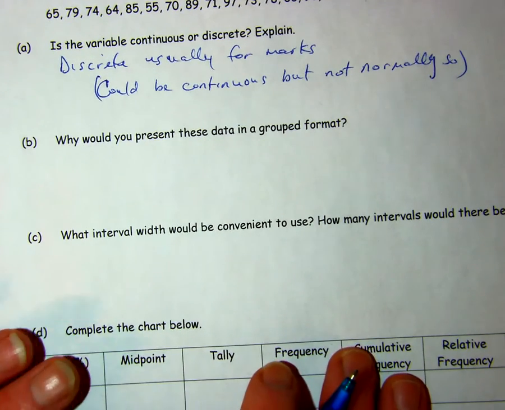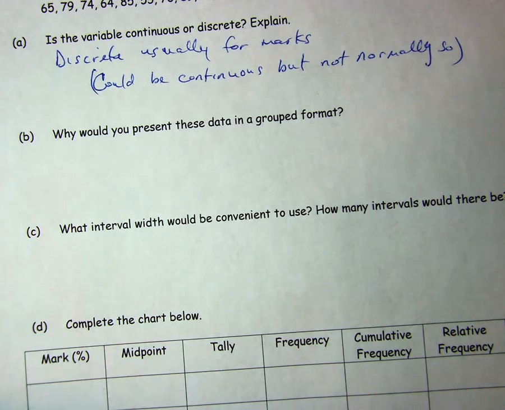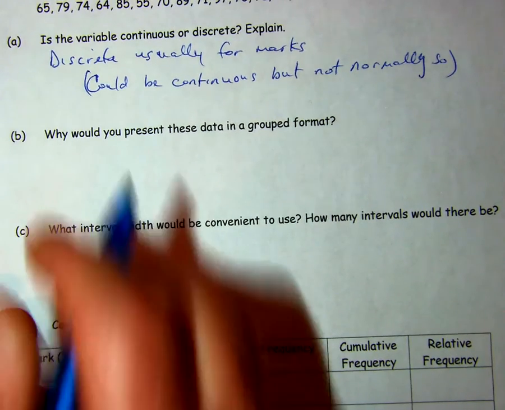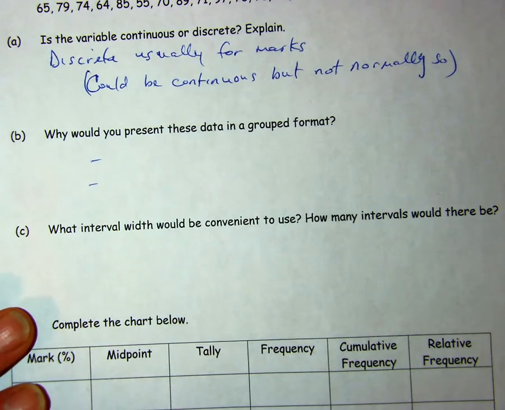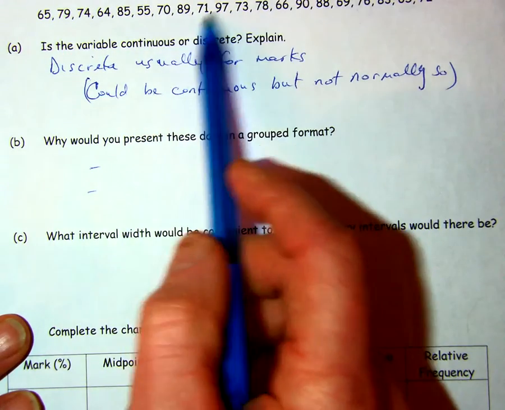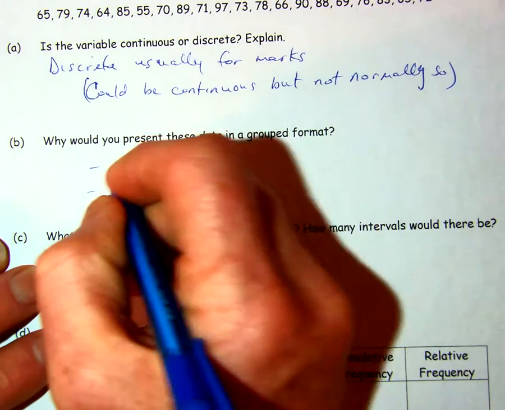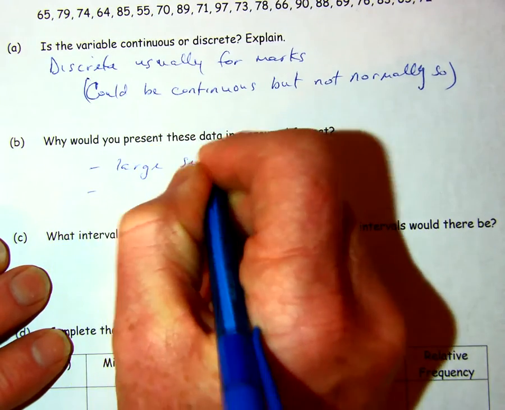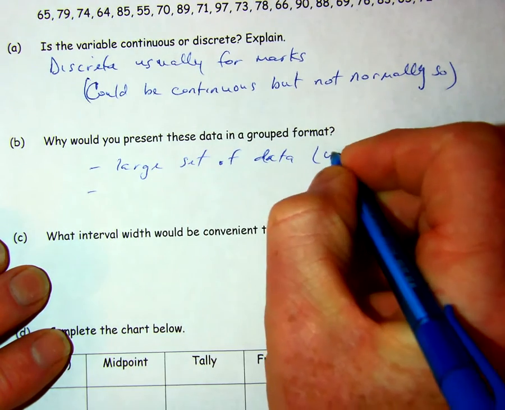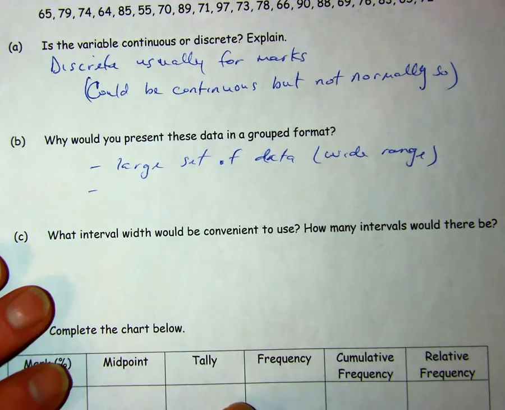All right. B, why would you present this data in a grouped format? If you're trying to analyze it, why would you arrange it in groups? Basically, you have a range of data. If you only had two outcomes, everyone had either an 89 or 71, you wouldn't put it in groups. But if you have a large set of data covering a wide range, then you would tend to put it in groups, right?